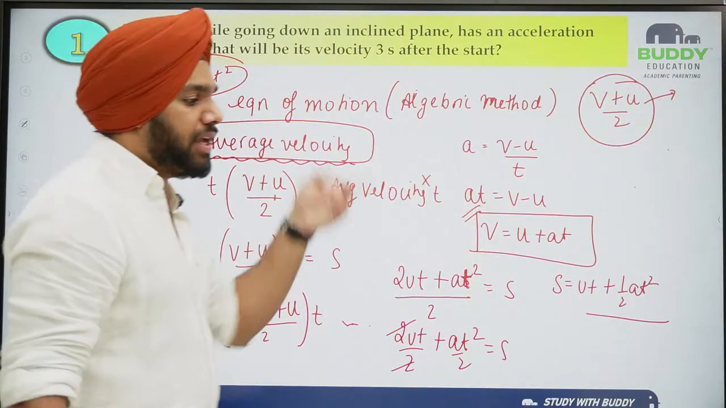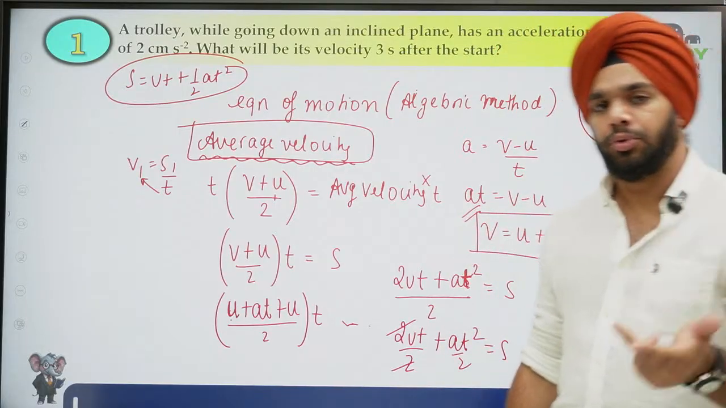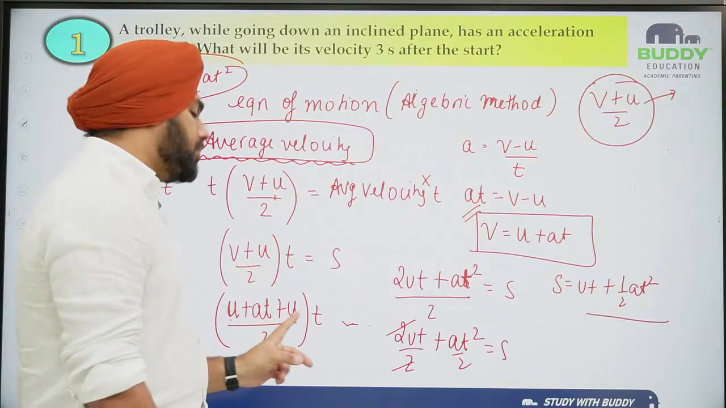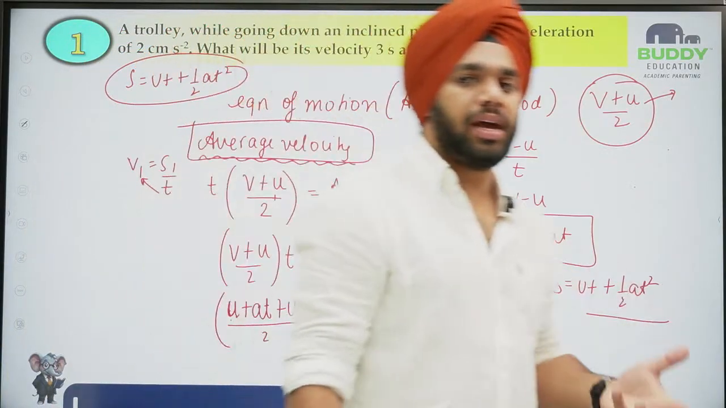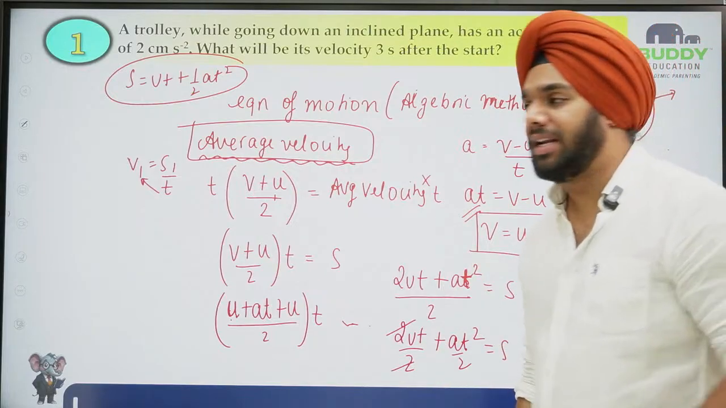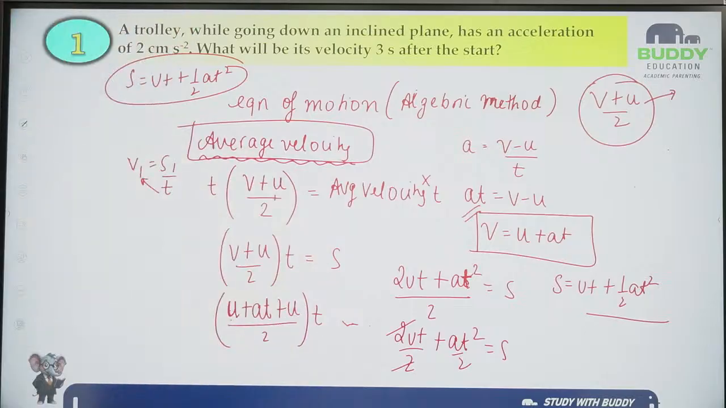Here in the place of v, I wrote u plus at. Then I added u with u, so it becomes 2u multiplied by time, so it becomes 2ut, and at is also multiplied with time, so it becomes at square. Bifurcate the 2 and you will get the final answer. So the final equation of motion is s is equal to ut plus half at square.